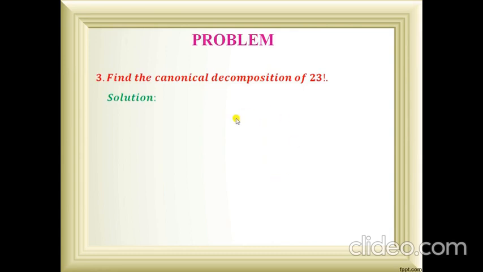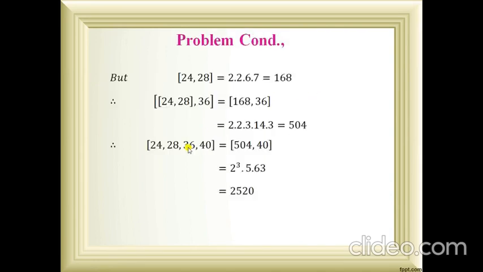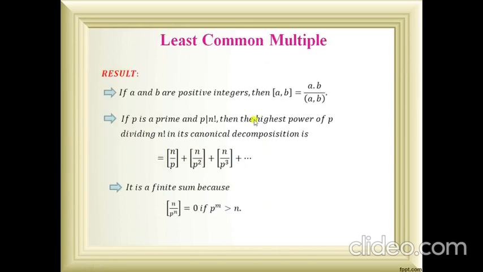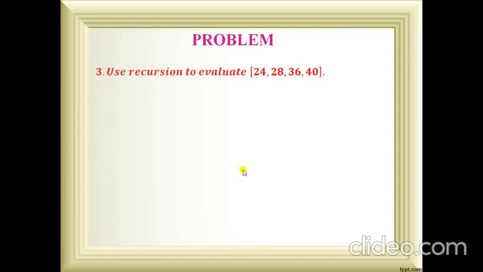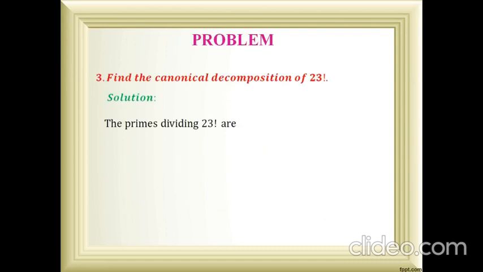Okay, the next thing, find the canonical decomposition of 23 factorial. So look at the previous slide. We have one formula for finding the canonical decomposition, right? n/p + n/p² + n/p³ + etc. We are going to apply this formula for finding the decomposition of 23 factorial.